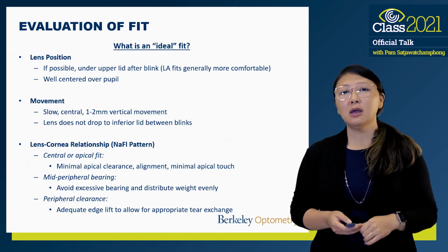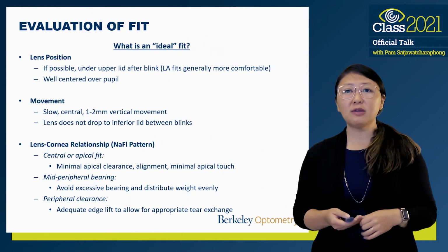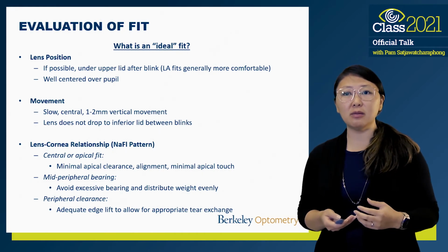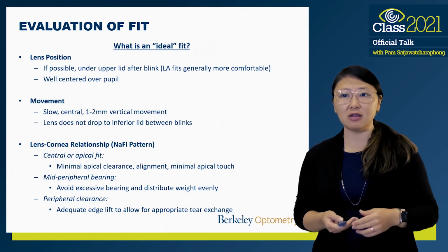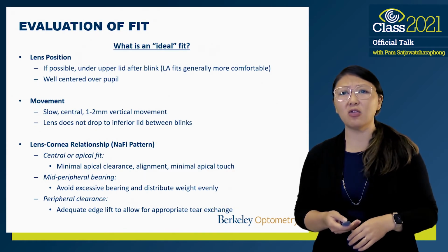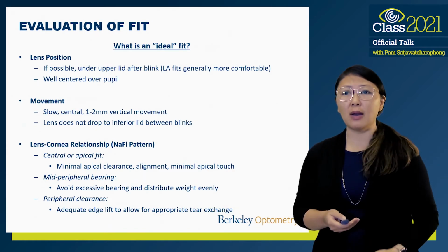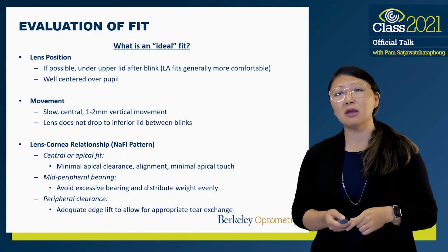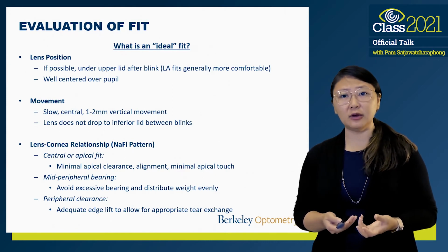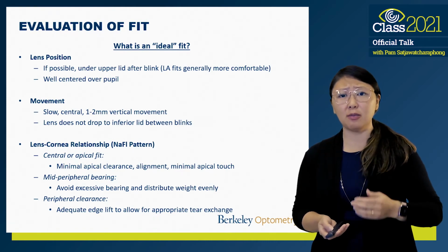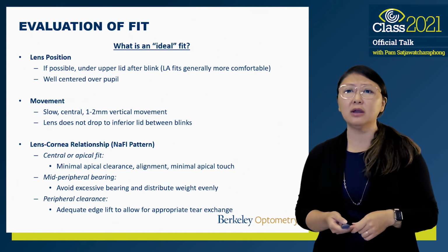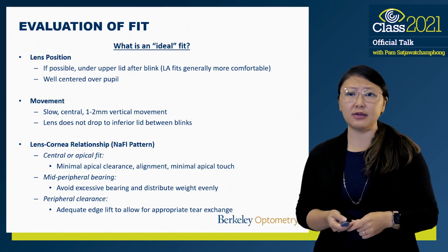optics. In terms of movement, the movement should be slow, central 1 to 2 millimeters of movement in a vertical orientation. You do not want a lens to rapidly move where it drops to the inferior lid between blinks because that can cause the patient discomfort. Or if it is moving so much that the pupil is moving outside of the optic zone, that could become visually significant for the patient.